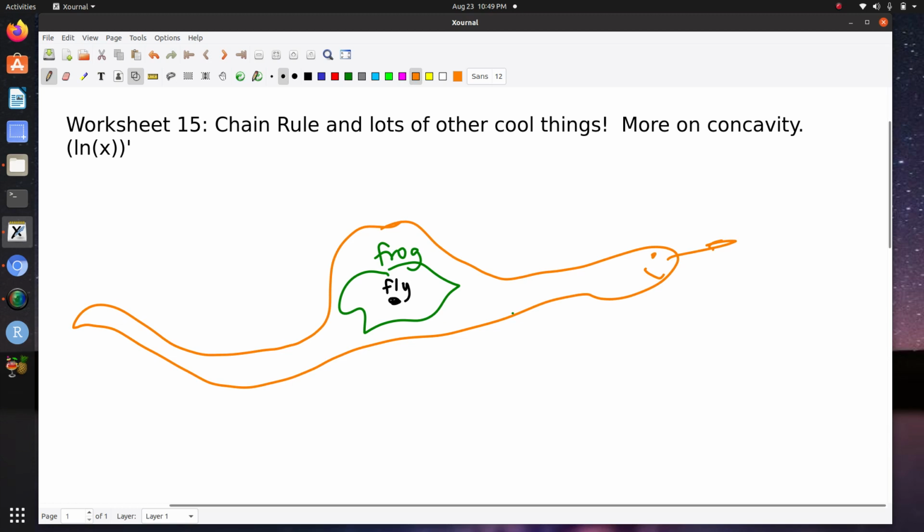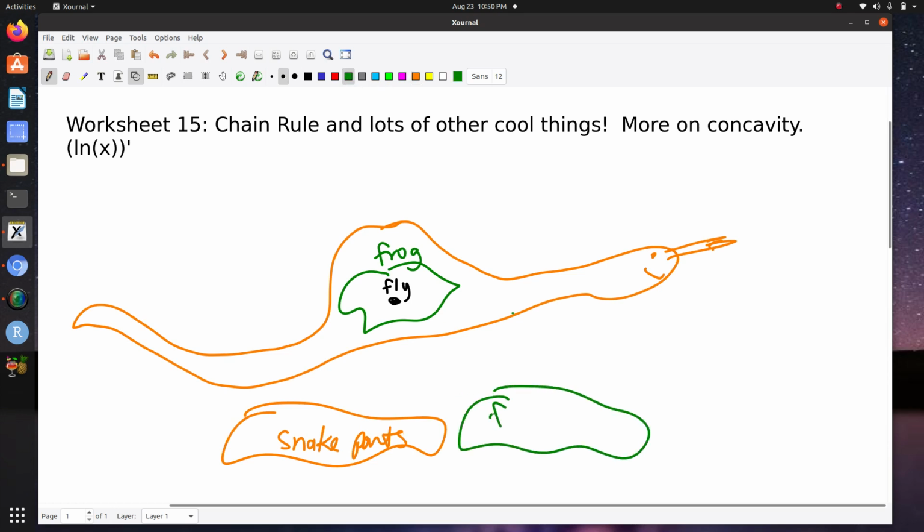If you want to dissect all this stuff, you have to first dissect the snake, put the snake parts here, and then you have to dissect the thing that was inside, which was the frog, so the frog parts go here.